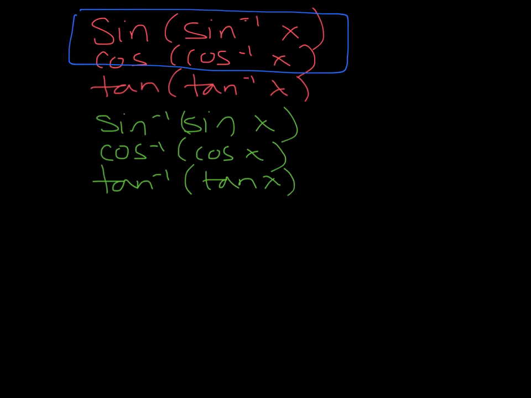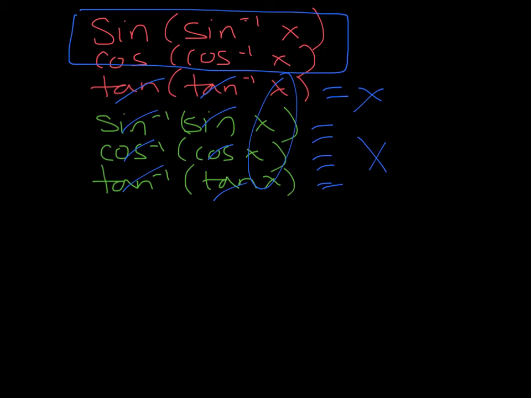So anyway, these guys down here at the bottom, these are always going to cancel. So this just equals x. All of these just equal x. They all equal x. So you're just going to cancel them and write whatever is left, okay?